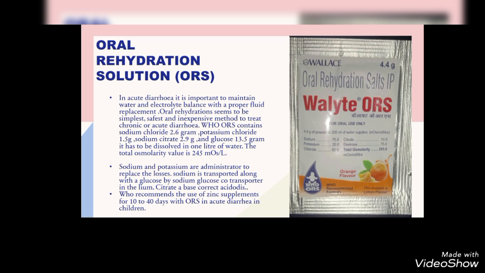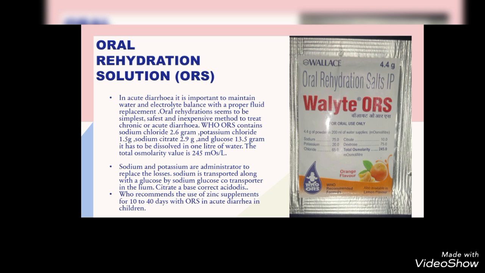It consists of sodium chloride 2.6 gram, potassium chloride 1.5 gram, sodium citrate 2.9 gram, and glucose 30.5 gram. These ingredients are accurately weighed and mixed with 1 liter of solution. The osmolarity value of this ORS, that is oral rehydration solution, is about 245.